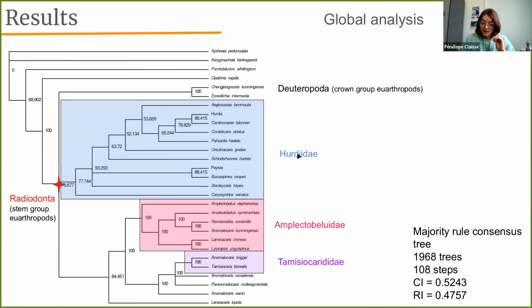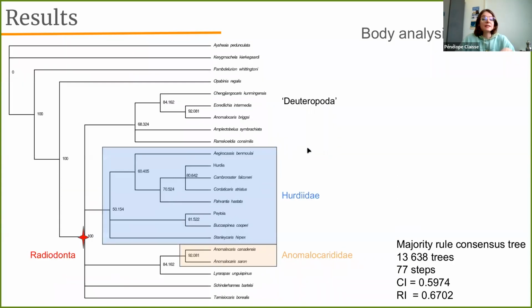inside the group. Okay, so now if we jump to the body analysis, here again you have the majority rule consensus tree. You still find Radiodonta monophyletic, but this time only 2 families are found, Herdidae and Anomalocarididae. So no sign of Amplectobellidae and Tamisocarididae anymore. And Deuteropoda are still present, but in a paraphyletic relationship with other radiodonts.